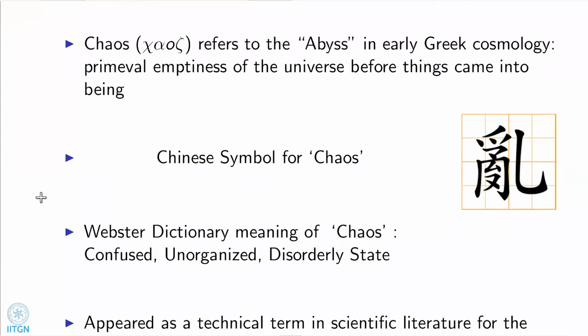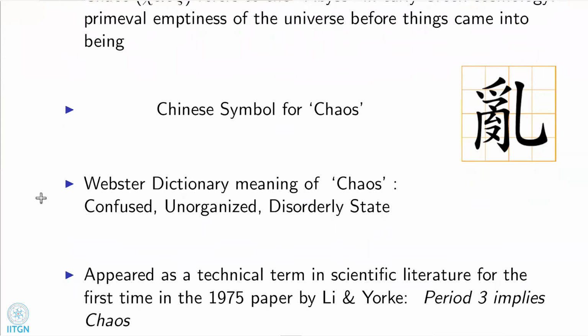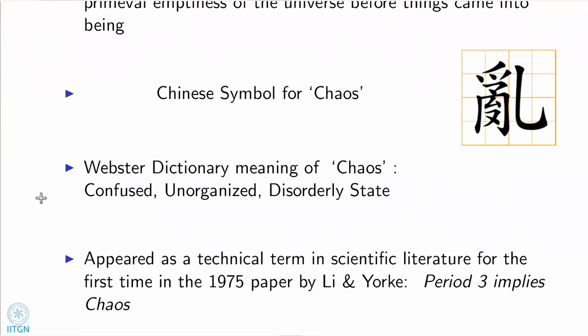But now, of course, we have our Webster dictionary meaning of chaos, and it would say things like confused, disorderly, unorganized, something which seemingly is quite random. So this word was sort of inducted into the technical literature somewhere actually around maybe the early 70s.